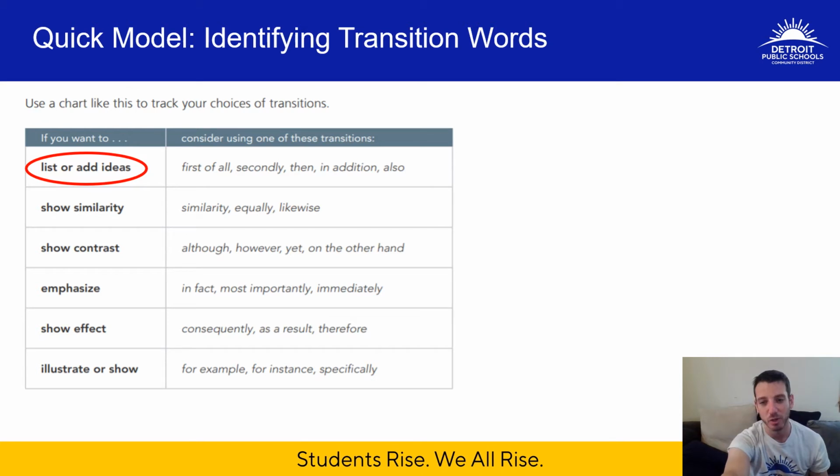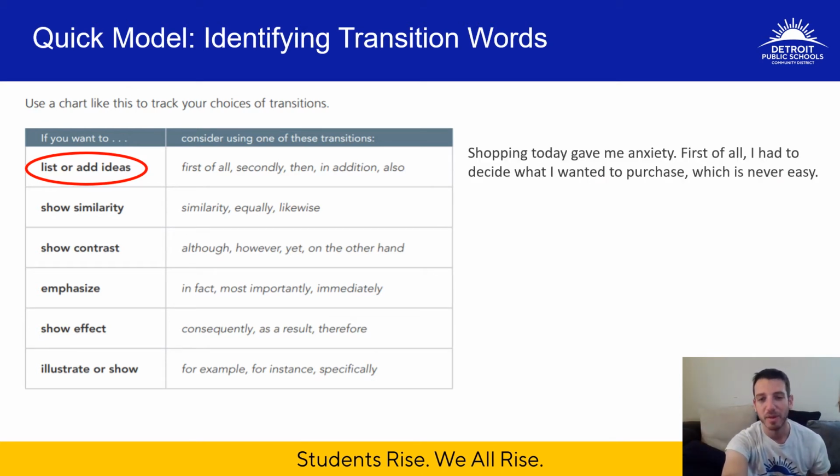My example has to do with shopping. All of these examples are connected. Shopping today gave me anxiety. First of all, I had to decide what I wanted to purchase, which is never easy. So the "first of all" here is adding on to this idea that shopping gave me anxiety because I never know what I want to purchase, and that's never an easy thing.